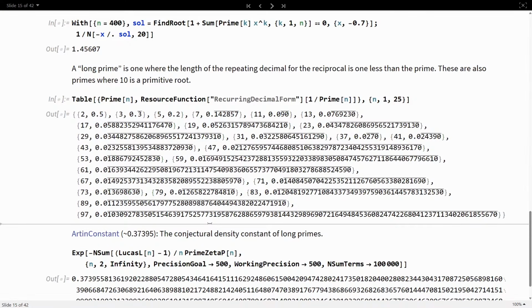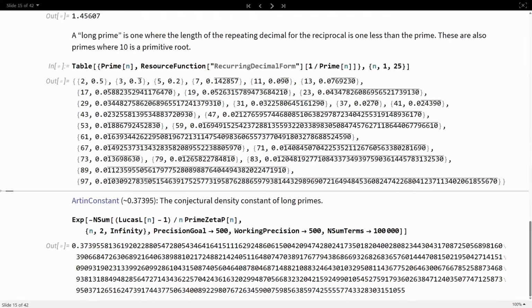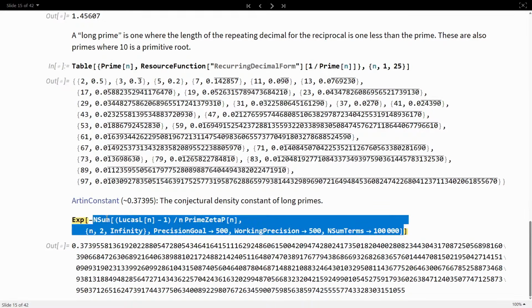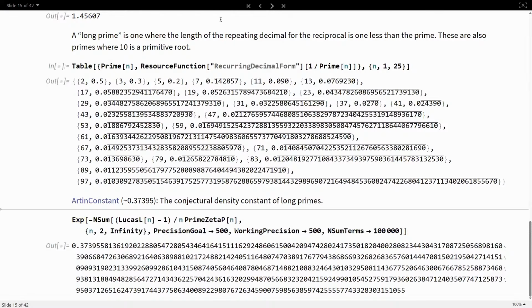This is one of the items Gardner wrote a column about. Artin's constant is the density of long primes. And in fact, it's a conjecture. It hasn't been proven yet, but it's believed to be the density of long primes. And we can get a very precise value of it using this code here.